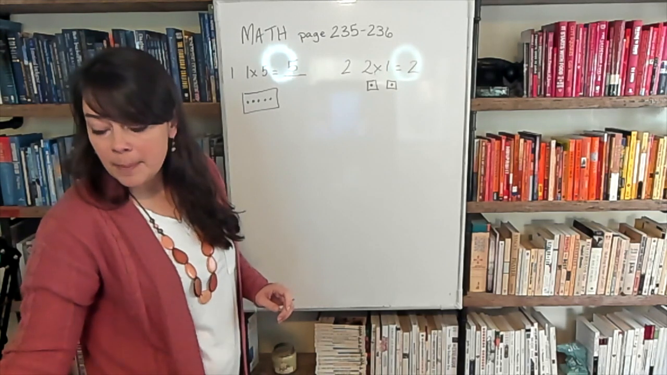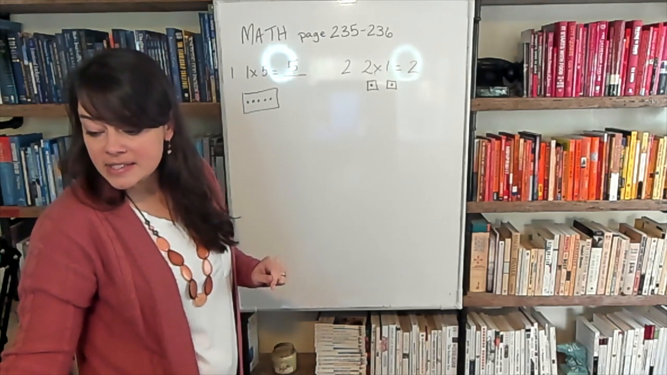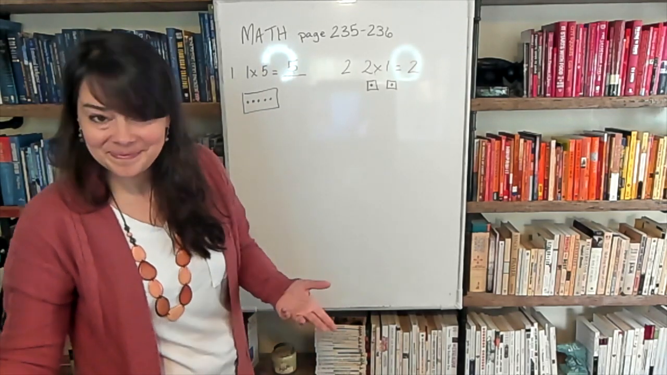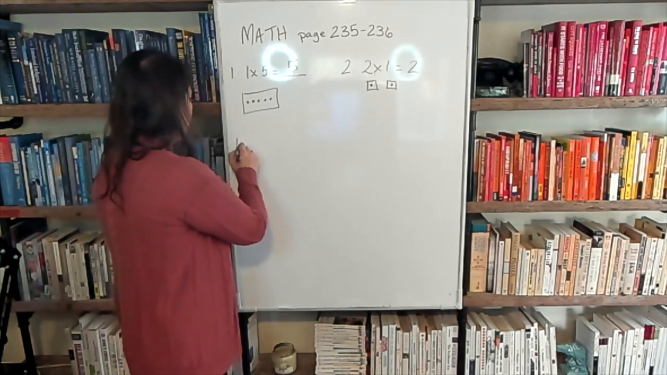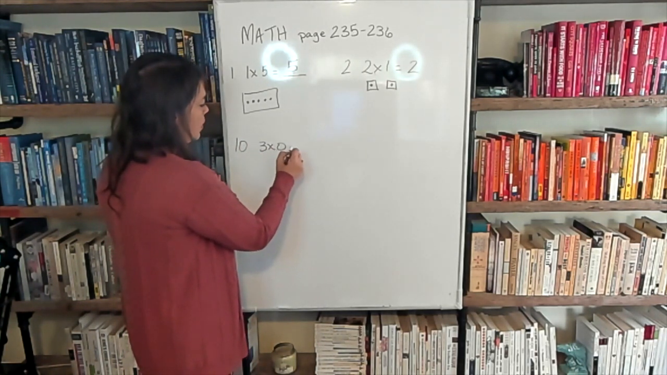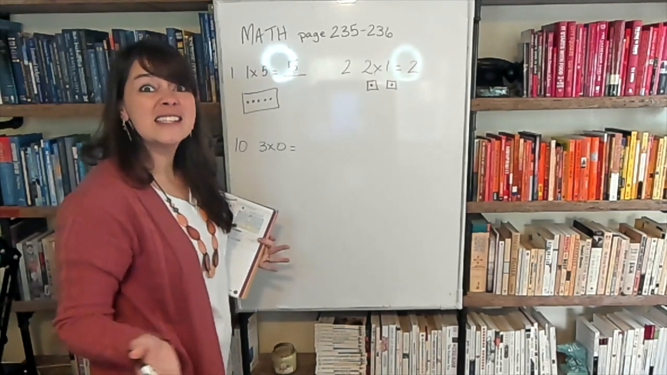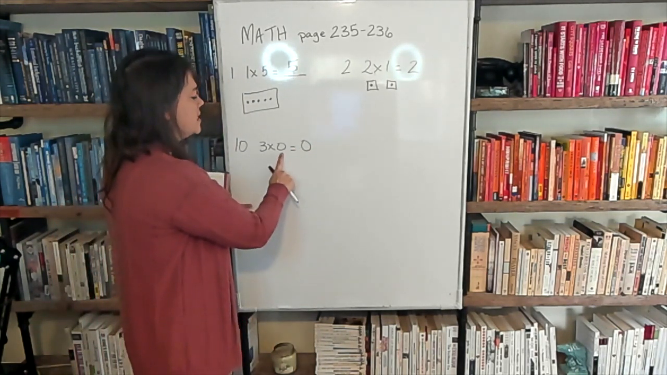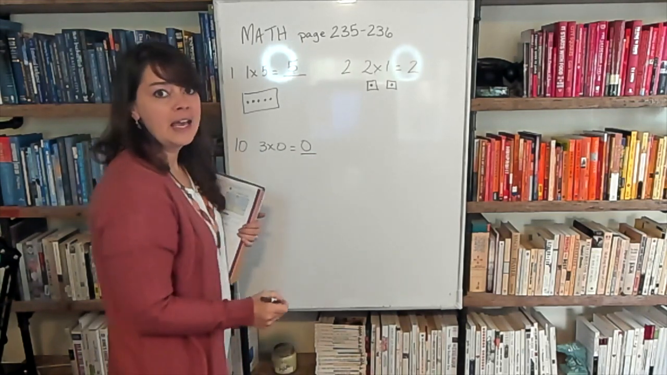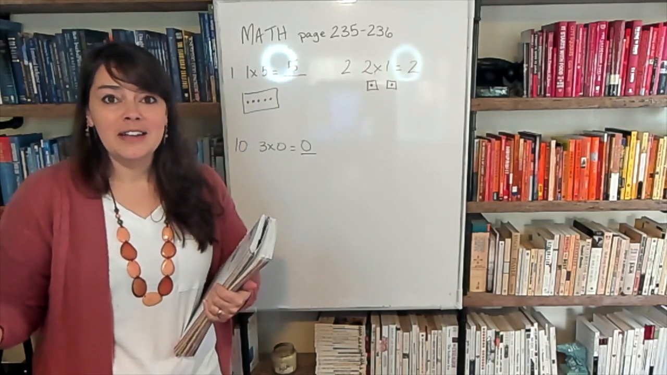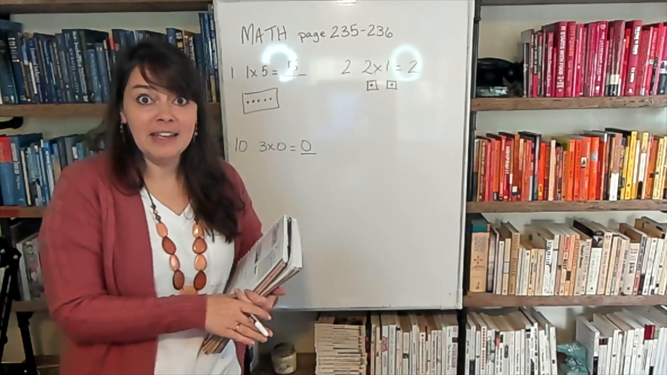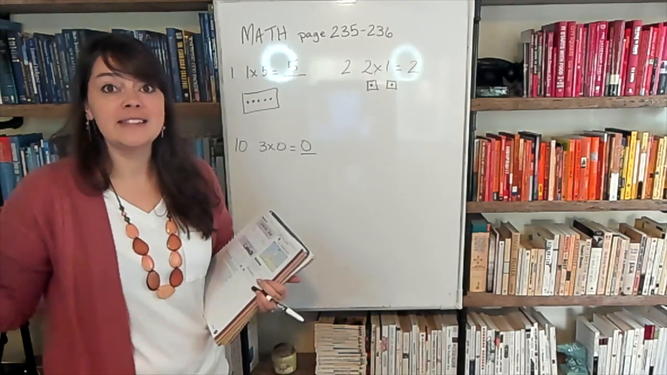The rule of multiplying with 0 is that when 0 is a factor, the product is always 0. Right? Let's look at number 10. On your worksheet, it says 3 times 0 equals 0. Okay? When 0 is a factor, the product is 0. If you were going to picture it, they're saying 3 sets of 0 is 0, okay? 0, 0, 0. It's nothing, all right?